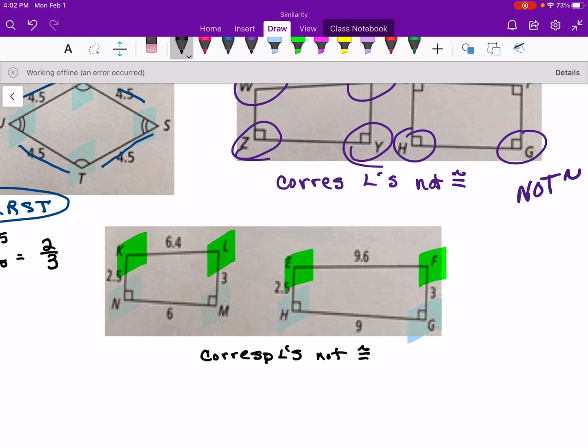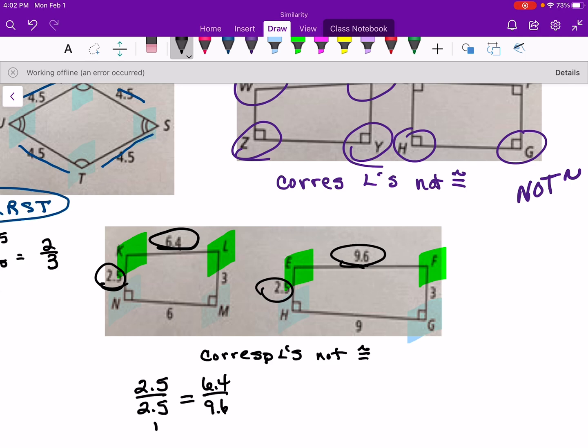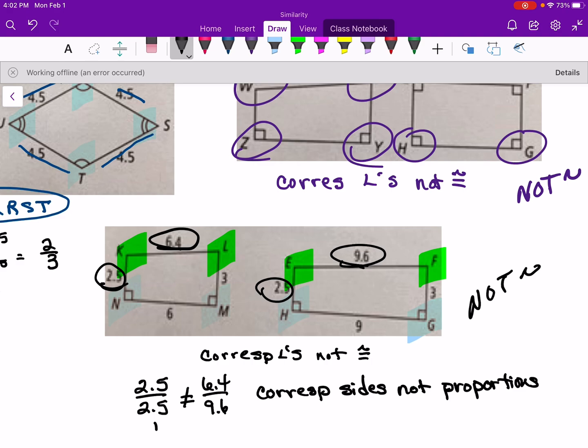And if you check the ratio of corresponding sides, well, one pair is 2.5 over 2.5. That reduces down to 1. But the next pair is 6.4 over 9.6. They do not equal each other. So corresponding sides are not proportional. So that means that the figures are not similar. Both conditions have to be true for them to be similar.